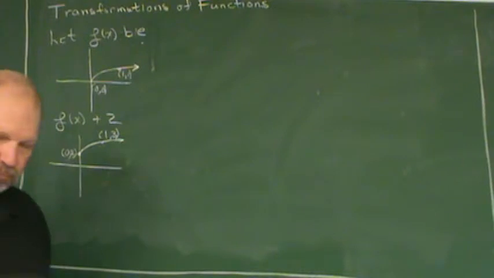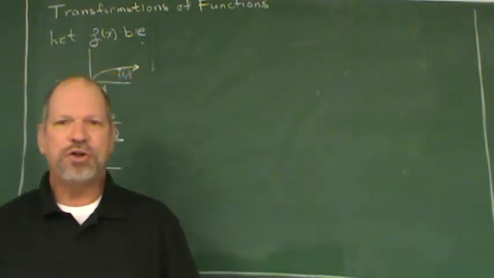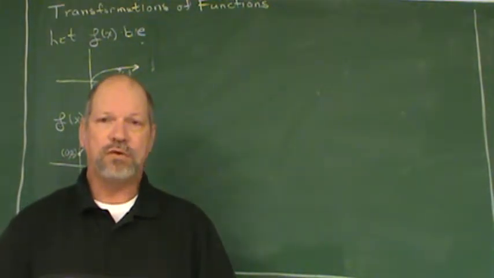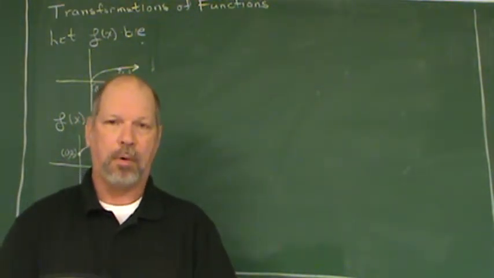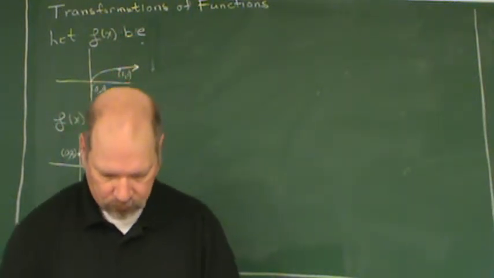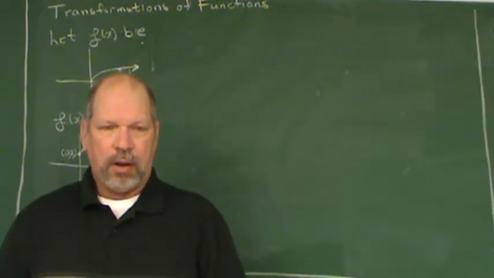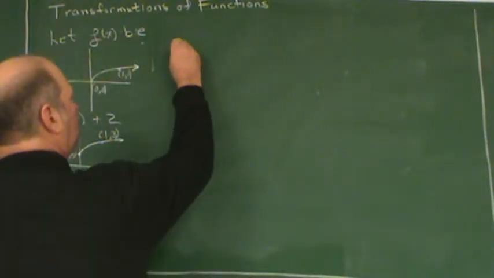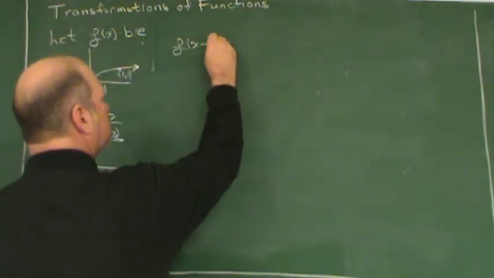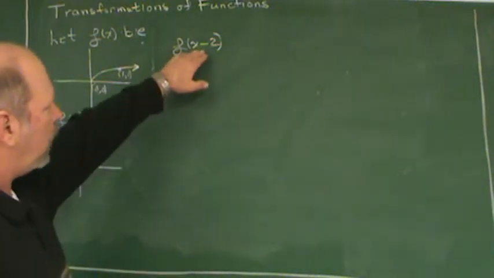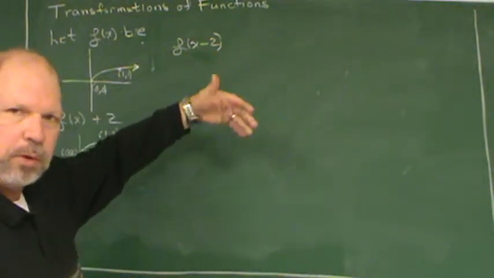Now let's talk about a shift on the domain. Shifts on the domain run backwards from the way a lot of folks think they ought to run. When you add a number, it's going to move you to the left. When you subtract a number, it's going to move you to the right. You can think of it as what number do you have to put in to get to the original position. For example, if we think about f of x minus 2. Well, what number would I have to put in here for x to get 0? It would be 2, wouldn't it?